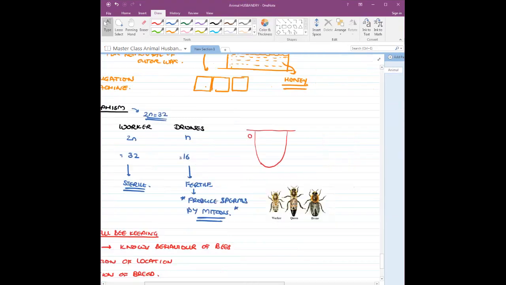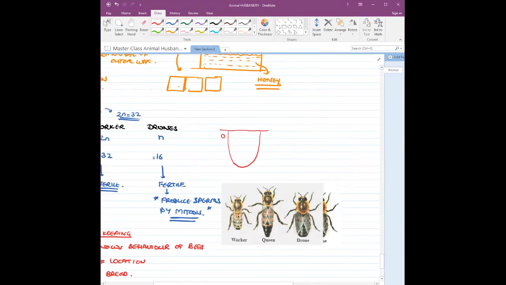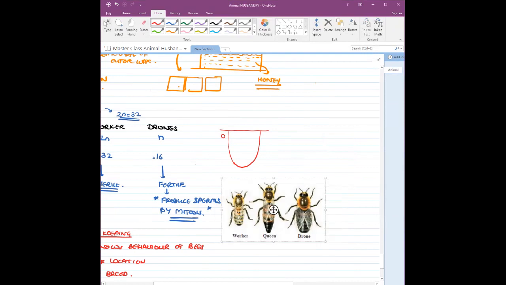They are big ones, guys, really big, stout. So these are the ones which act as your bodyguards. Let's say these are bodyguards. Your entire beehive is going to be protected by these drone bees.